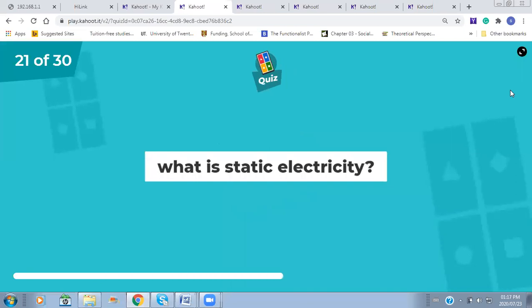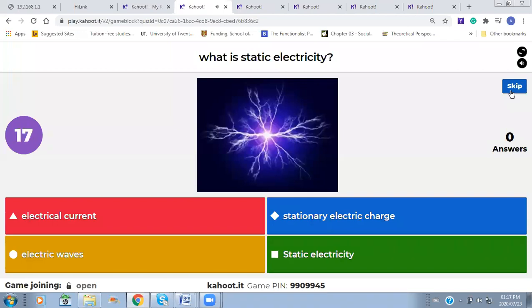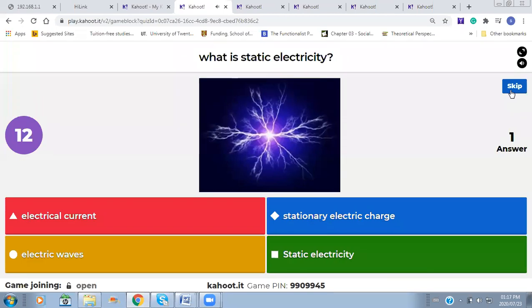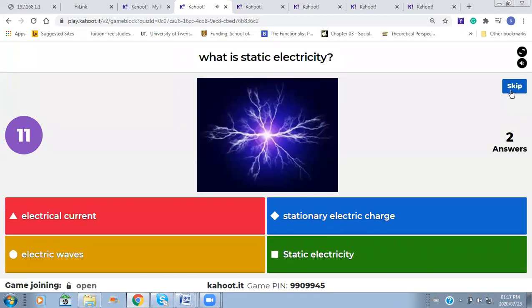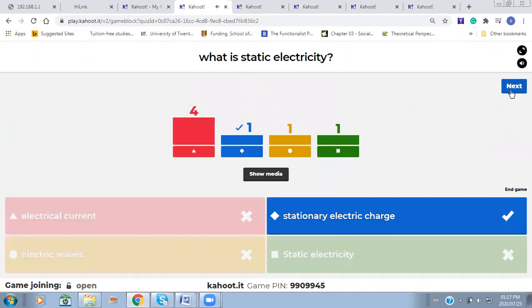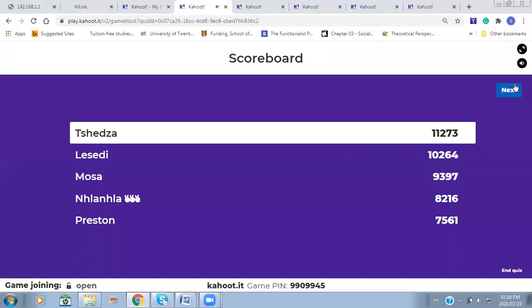What is static electricity? Electric current, stationary electric charge, electric waves, static electricity. Let's go. It's 5, 4, 3, 2, 1. Only one person got it. Static electricity is stationary electric charge. All right, here is only Mosa who got this correct.